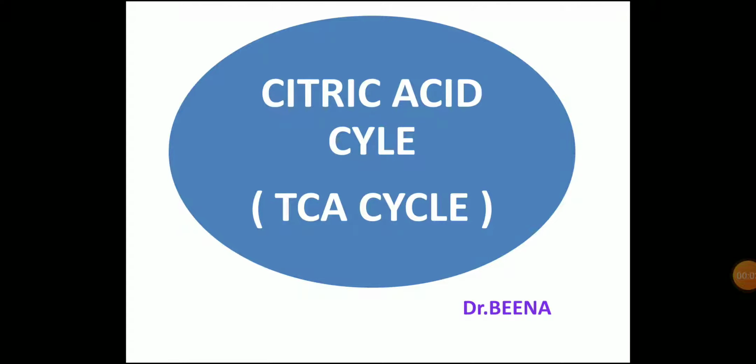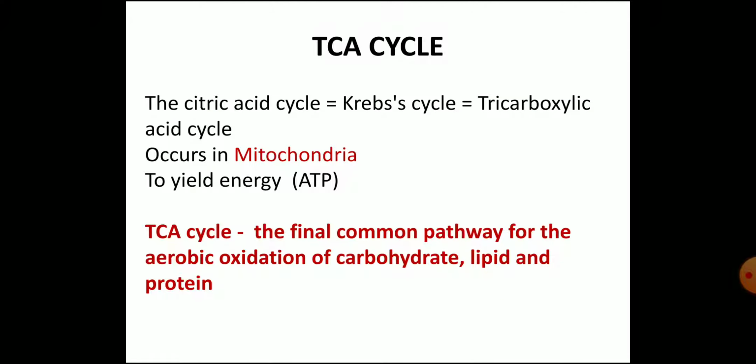Today's topic is citric acid cycle or TCA cycle. Citric acid cycle is so called because citrate is one of the first compounds participating in the cycle, and it is also known as Krebs cycle because the reactions were formulated into a cycle by Sir Hans Krebs. It is most commonly known as tricarboxylic acid cycle or TCA cycle due to the involvement of tricarboxylates, that is citrate and isocitrate.